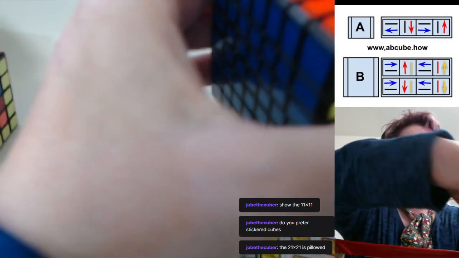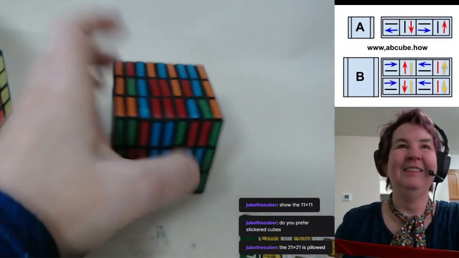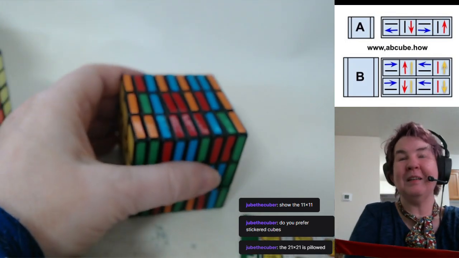All right, so. You can tell I'm autistic. I keep getting distracted. Oh, look, they're pretty.